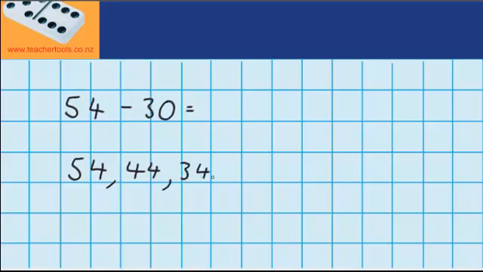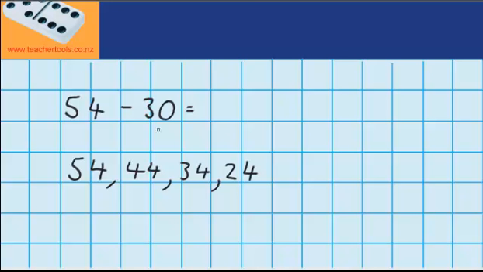Let's go back up and try a question. Let's imagine I have 54 counters and I want to take away 30. Well, if I need to start at 54, and if I take away 10, that will take me to 44. If I subtract another 10, that will take me to 34, and if I subtract one more 10, that will take me to 24.